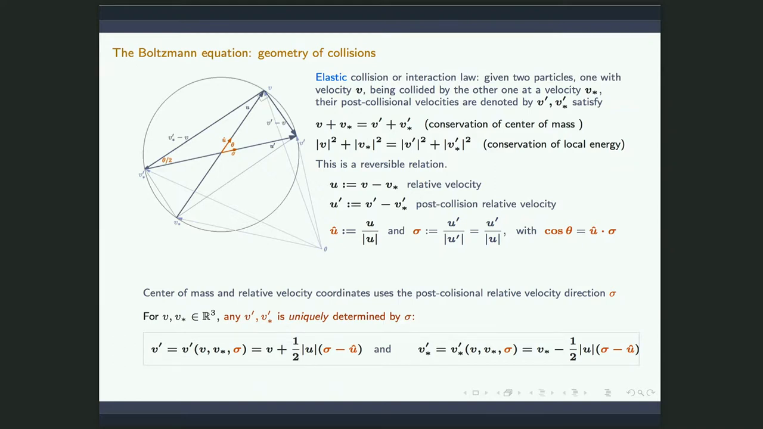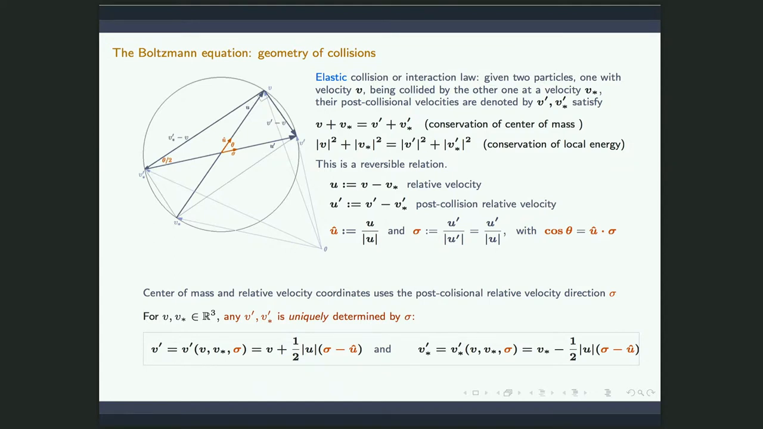And the other statement says that, in fact, the magnitude square of the velocity vectors, V, V star, V prime, V prime star, lie on a sphere. So it's a lot of stiffness from the geometrical point of view, okay? So it's not an arbitrary interaction.